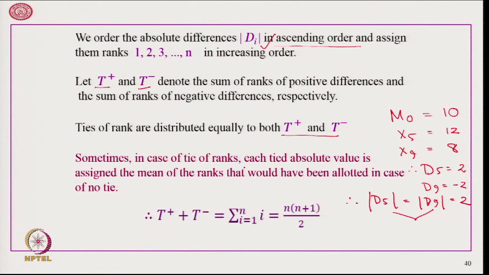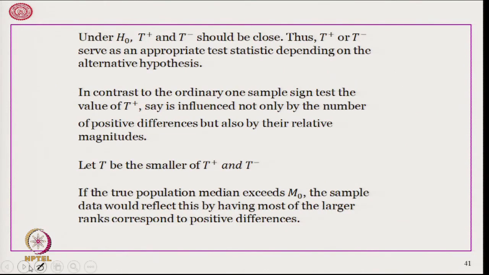So, in case of tie of ranks, each tied absolute value is assigned the mean of the ranks that would have been allotted in case of no tie. So, if there were no tie, perhaps one of them would have got the rank i, the other one would have got the rank i plus 1, then I will give the average of these two to both of them. So, that is the idea. Therefore, T plus plus T minus, assuming there is no tie, or if there is a tie we break it like that, is equal to sigma i is equal to 1 to n of i, that is n into n plus 1 by 2. Now, let us see what happens under H naught.